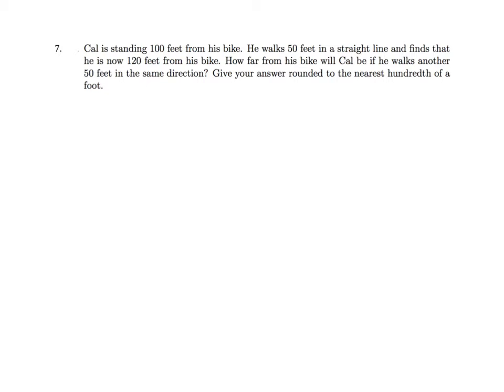So we're not given a diagram here, so we need to create our own. So I'm going to draw a line segment. I'm going to label point B where his bike is. I'm going to call the end point of that line segment A. That's where I'm going to have Cal initially be. So initially he's 100 feet from his bicycle. And then he walks 50 feet in a straight line.